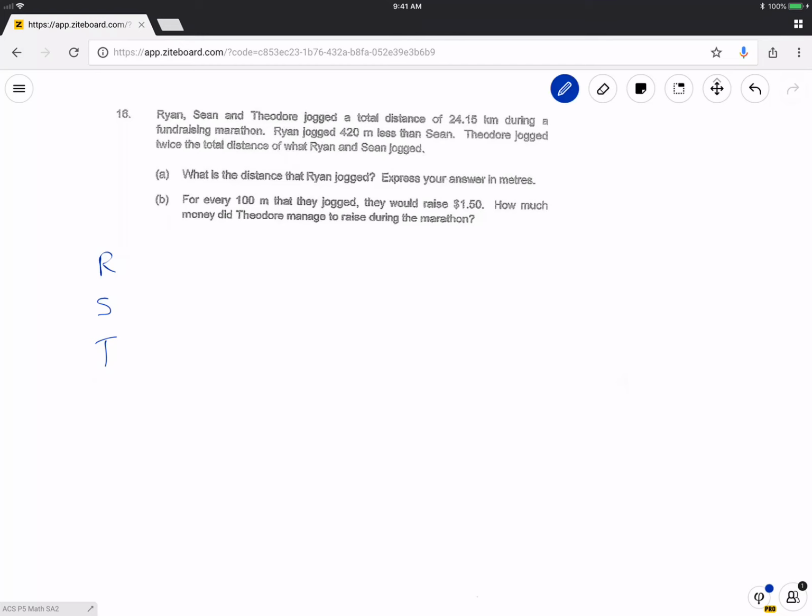Okay, so let's say Sean is 1 unit. Ryan jogged less, so this is 1 unit minus 0.42. Change to kilometers, so it's easier. Now Theodore, who sounds like Thor, jogged twice of this. So it's 4 units minus 0.84, which is 0.42 times 2.